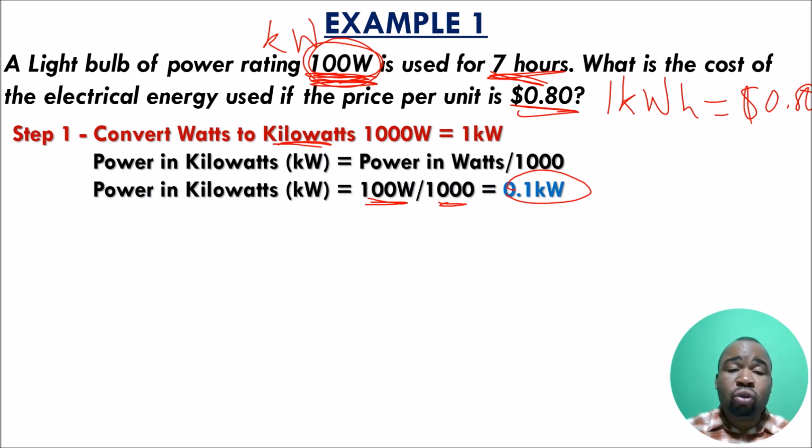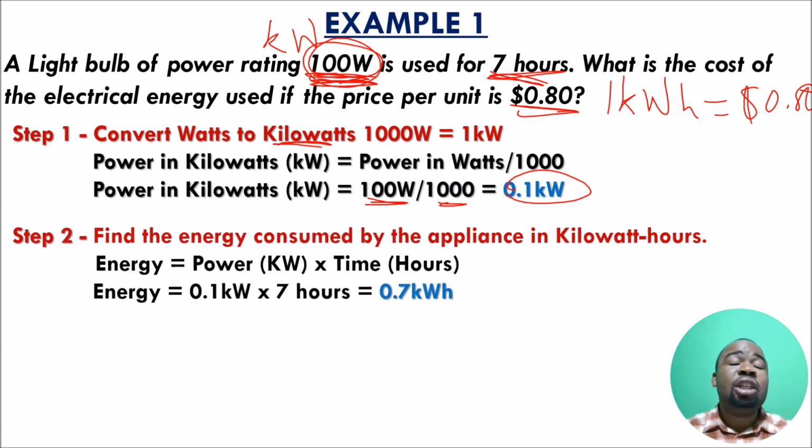Now, step number 2, once we find the kilowatt rating, we now find the energy consumed over the 7 hours. We know that energy is power times time. Remember, our power should be in kilowatts, our time should be in hours.